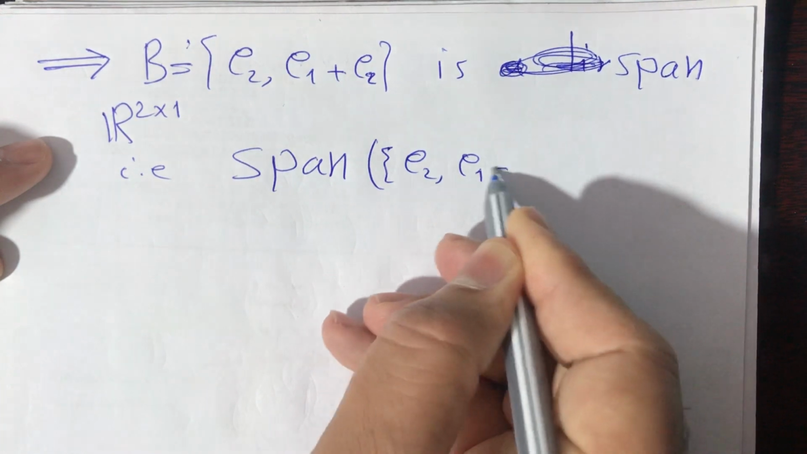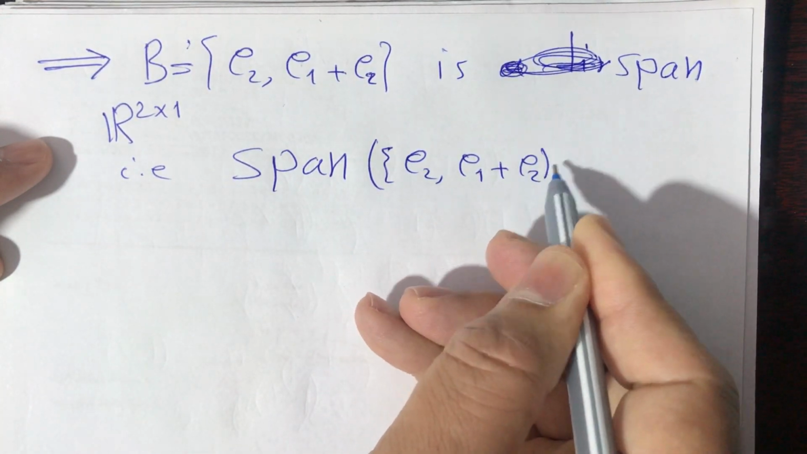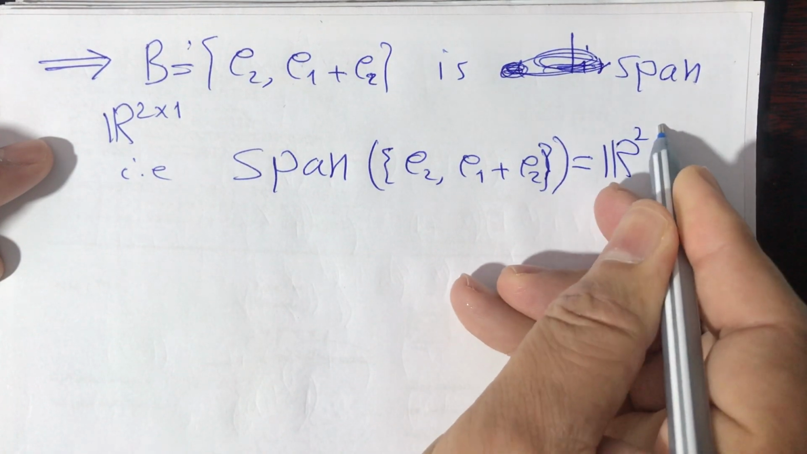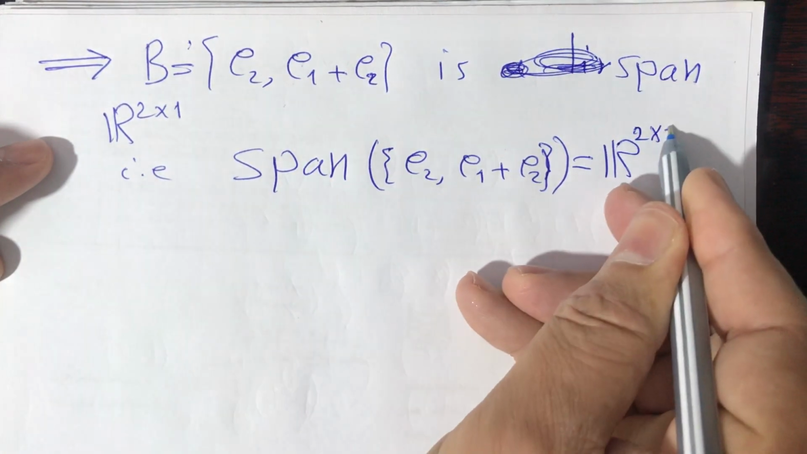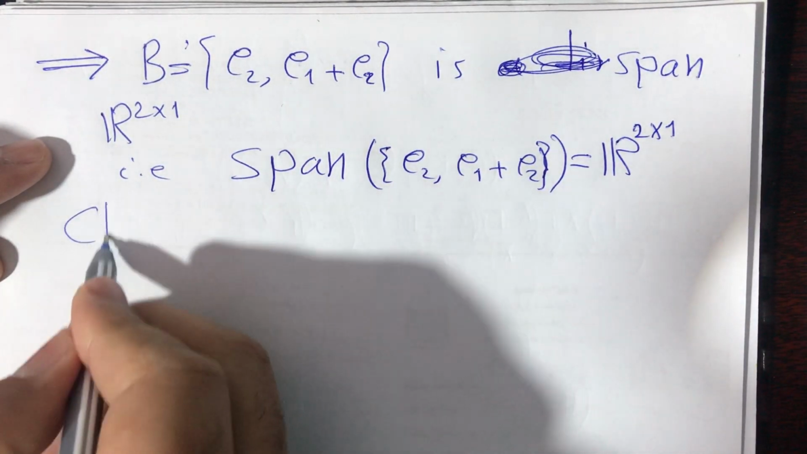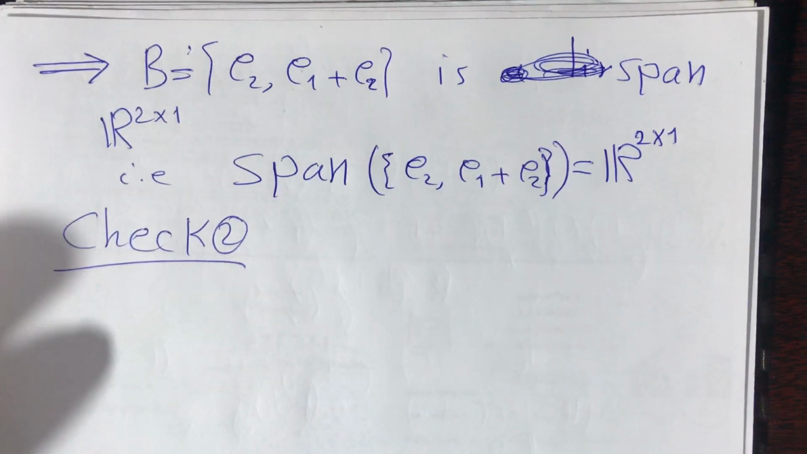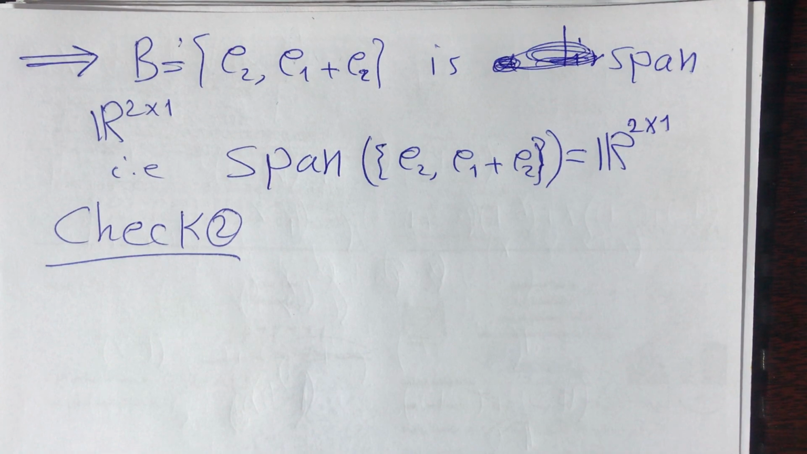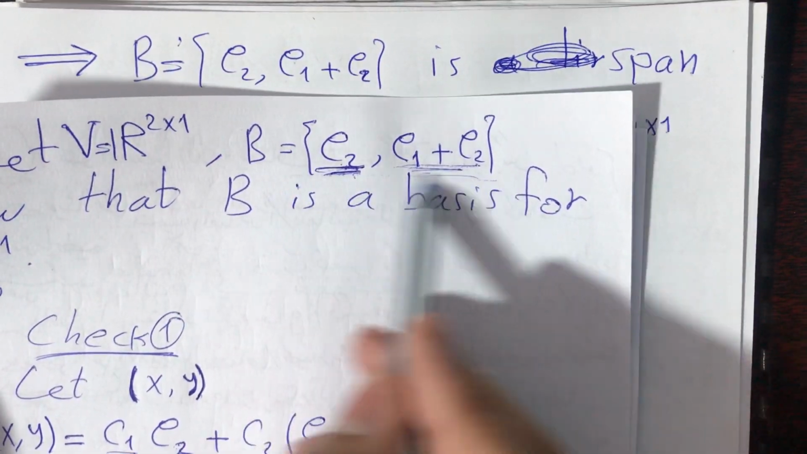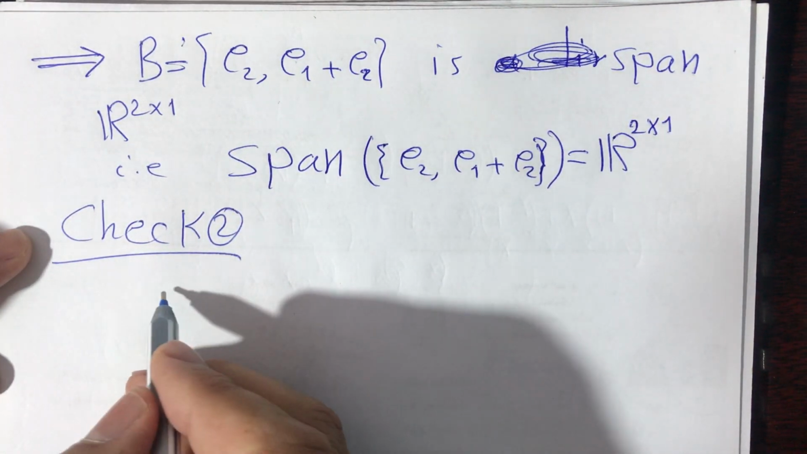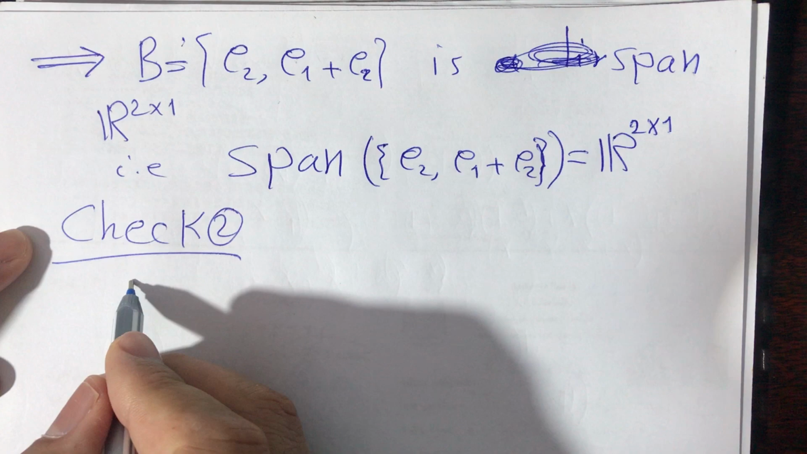E2 plus E1 plus E2 is equal to R times 2 times 1. Now check 2. Check the second condition. I have to show that these two elements are linearly independent.